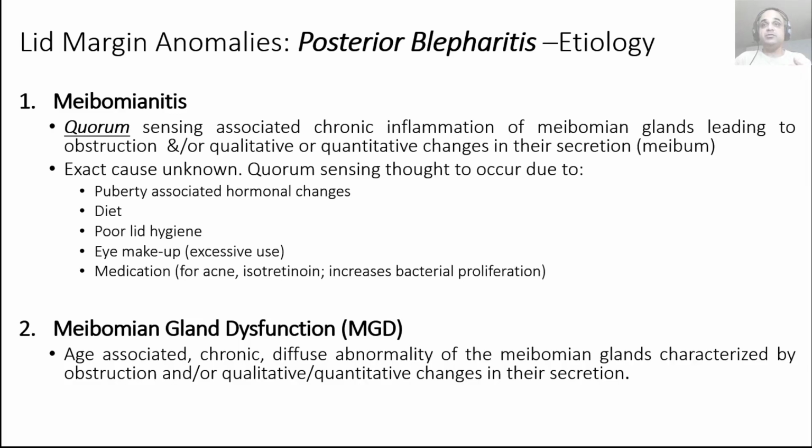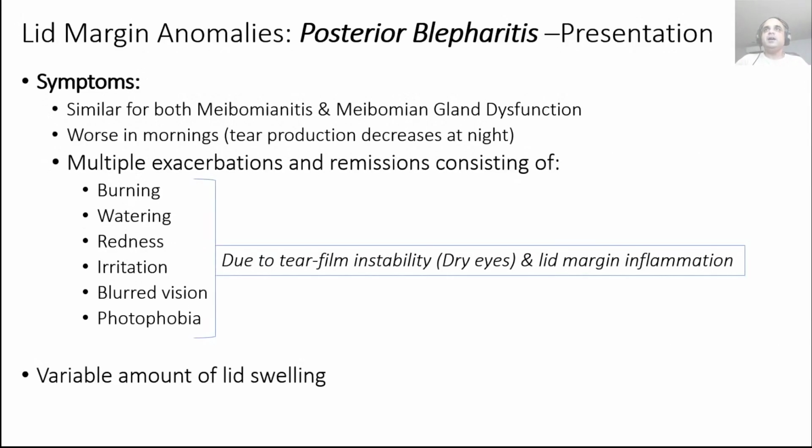Meibomian gland dysfunction is associated with age, and it is a chronic diffuse abnormality of meibomian glands characterized by obstruction and qualitative or quantitative changes in their secretion, i.e. their secretion becomes semi-solid from an oily form, as we just talked about in the previous slide. And the symptoms are again going to be very similar to the symptoms that we saw in anterior blepharitis. Either because of meibomianitis or meibomian gland dysfunction, the tear film is getting unstable. The tear film is getting unstable because the oily part is not covering the tear film, as its nature has changed from oily to semi-solid, so it can't spread. The tear film evaporates very quickly, leading to its disruption, which causes symptoms of tear film instability, i.e.